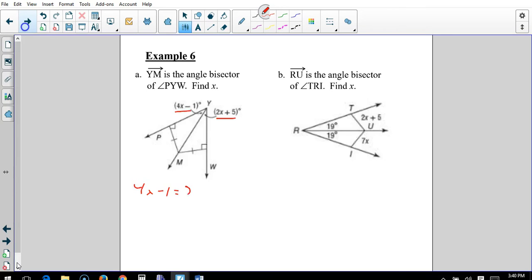4x minus 1 is equal to 2x plus 5. Subtract 2x from both sides and add 1 to both sides. Cancels. I get 2x equals 6. Divide by 2. X is 3. We plug it in, we find out that each angle is 11.